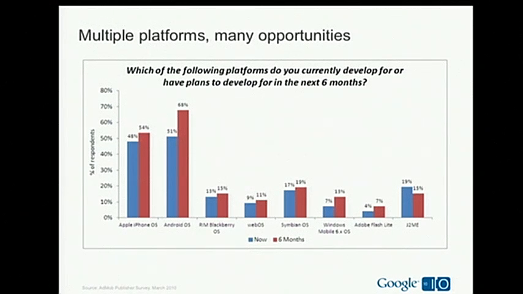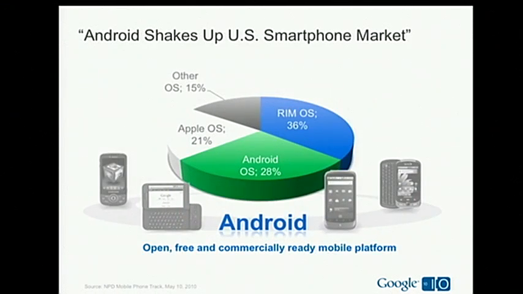As Vic was saying this morning, Android's got momentum, and a lot of people are developing for it, and even those that haven't built apps for it are planning to build them in the next 6 months. And also, as you heard this morning, Android devices are now shipping number 2 in the US market behind BlackBerry, which is incredible. So there's a lot of momentum here.